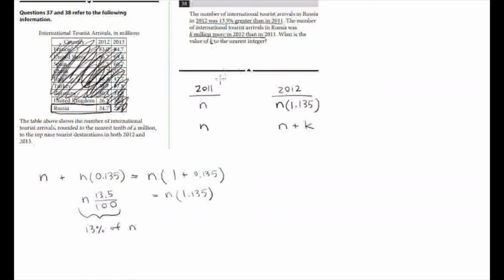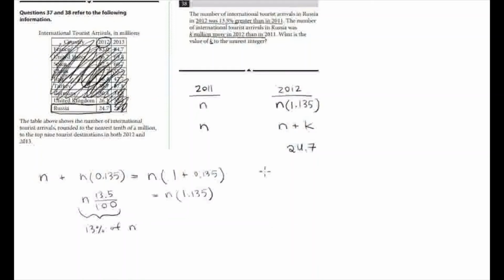Well, now let's use our final piece of information, which is the first piece of information that we identified. And that is that in 2012, our number here for the number of international tourist arrivals is 24.7. So all of these numbers underneath 2012 here are all equal.